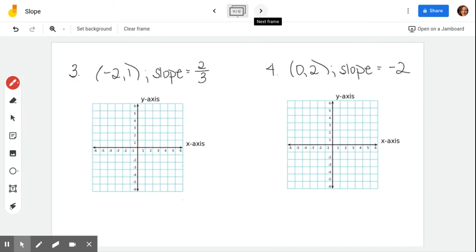2 more. Number 3, -2, 1 is left 2, up 1. My slope is already a fraction. It's a positive slope, so it's telling me up and right. So from the point I just made, I'm going to travel up 2, right 1, 2, 3. And do it again if you want. Up 2, right 1, 2, 3. They're always going to fall in line with each other. Through the points, past the points, arrows on the ends.